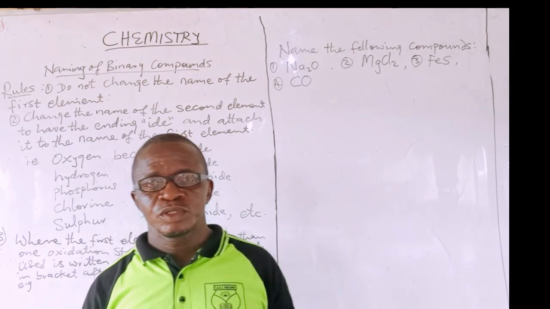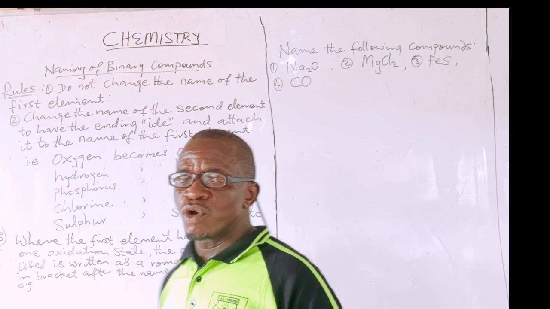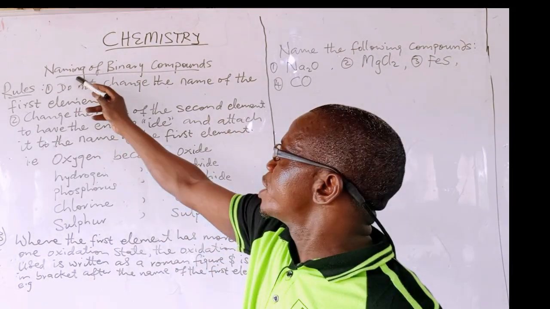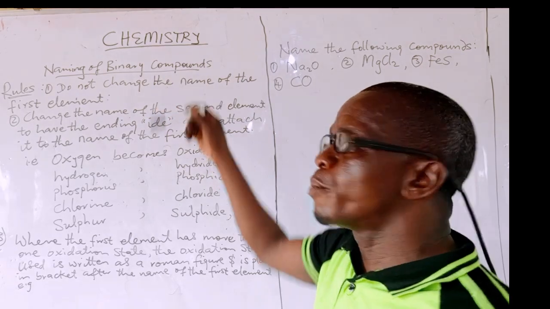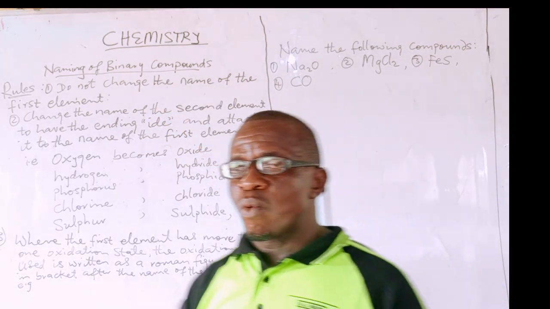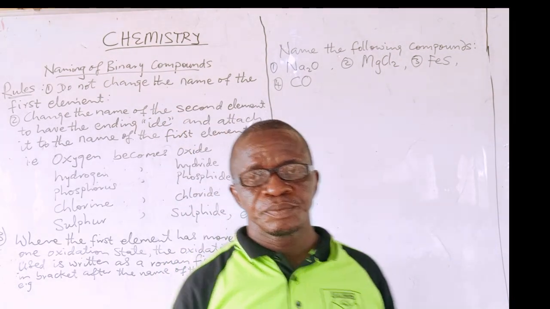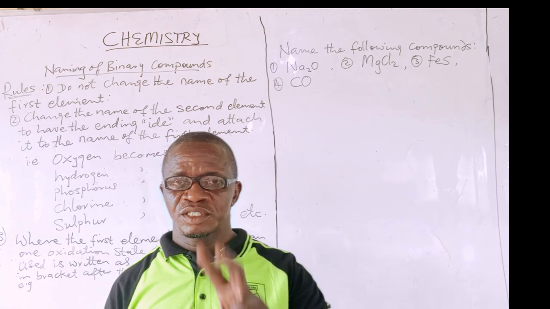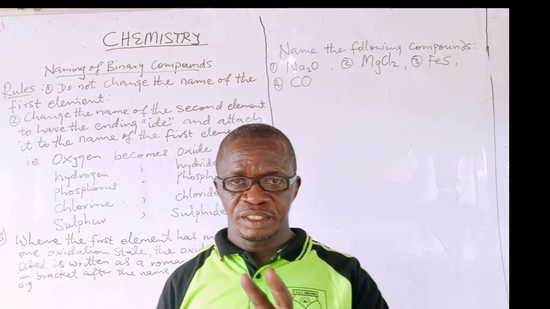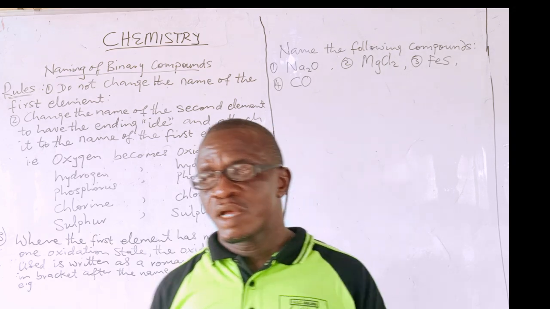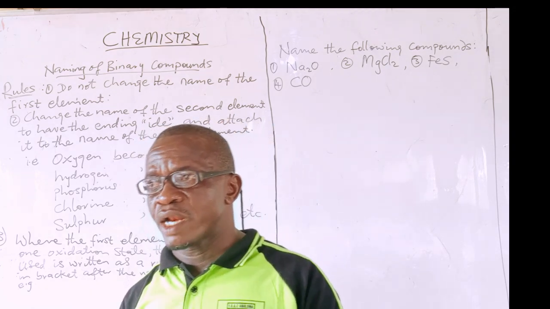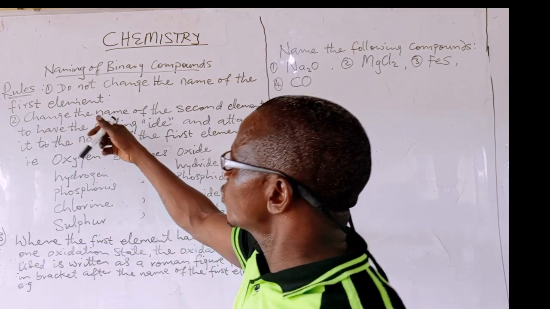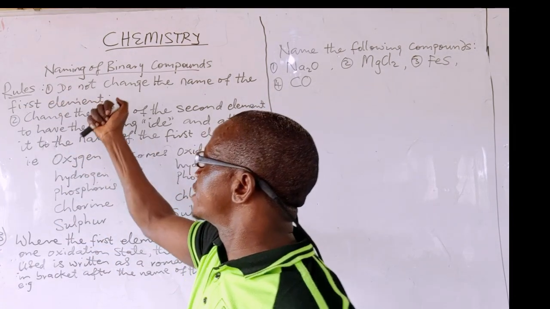In our chemistry class today, I'm going to teach you the naming of binary compounds. What is a binary compound? A binary compound is a compound that contains just two different elements. A trinary compound contains three elements. Now, there are rules guiding it.